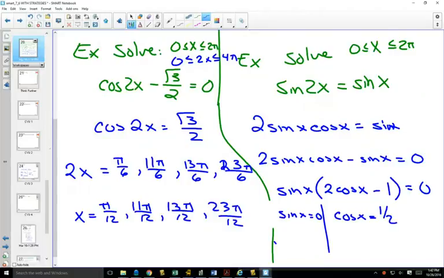So when is sine equal to 0? 0, pi and 2 pi. Do we include all three of those? Look at our domain. Yes, we do, because 0 is included and so is 2 pi. When is cos x equal to half? Pi over 3 and 5 pi over 3.